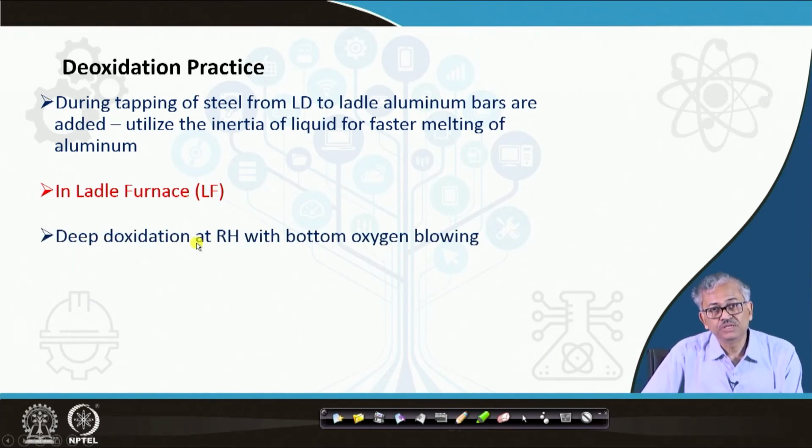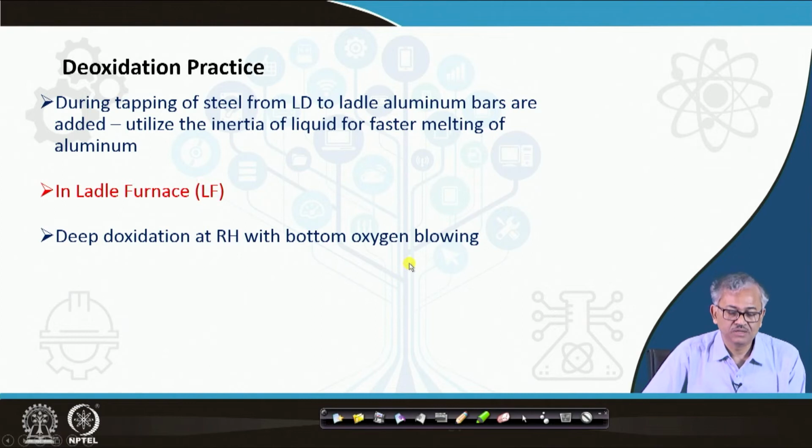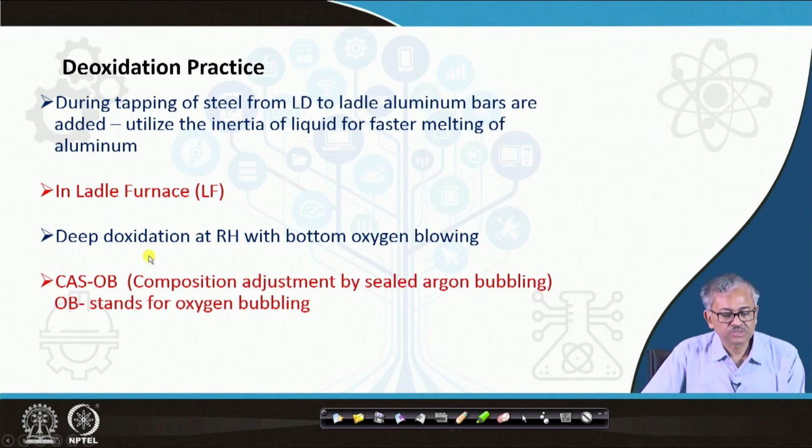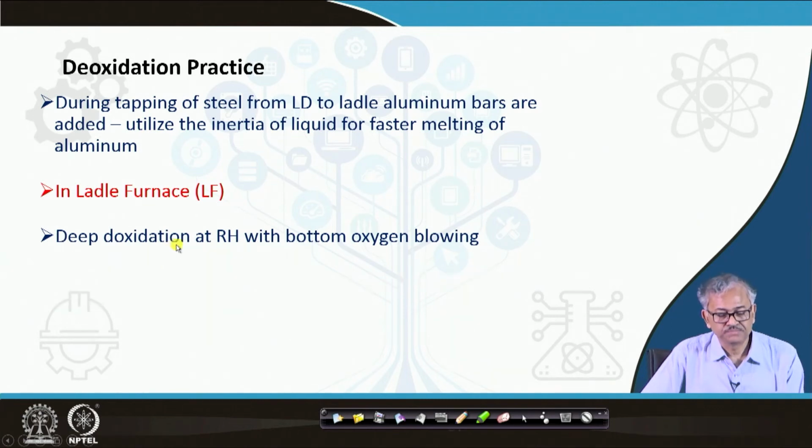If you want to do the deep deoxidation, you can do it in the RH with bottom oxygen blowing. So you can do both the decarbonization and deoxidation, and the oxygen bottom blowing will be there. And under vacuum, you can bring down both the oxygen and carbon to a very low level. So deep deoxidation you can do by oxygen, that is called the oxygen bottom blowing.